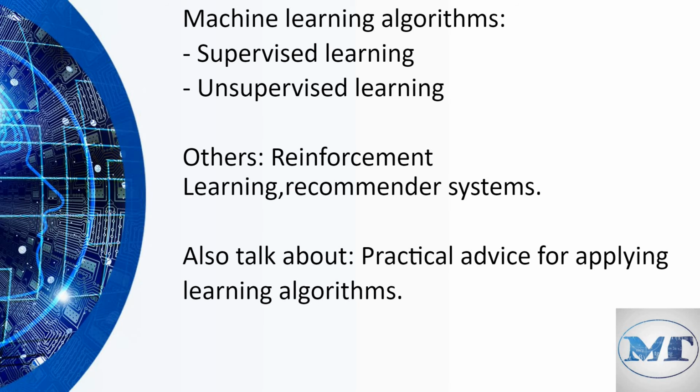You might also hear other terms such as reinforcement learning and recommender systems. These are other types of machine learning algorithms that we will talk about later. But the two most used types of learning algorithms are probably supervised learning and unsupervised learning. I will define them in the next videos, and we will spend most of the class talking about these two types of learning algorithms.